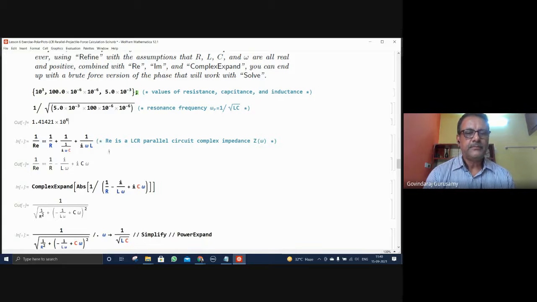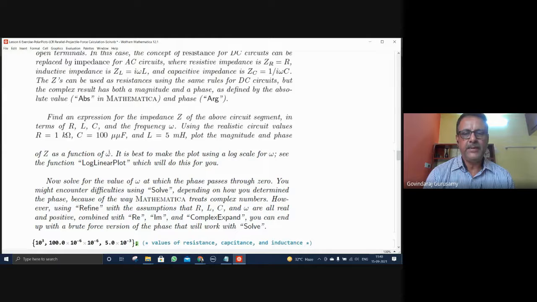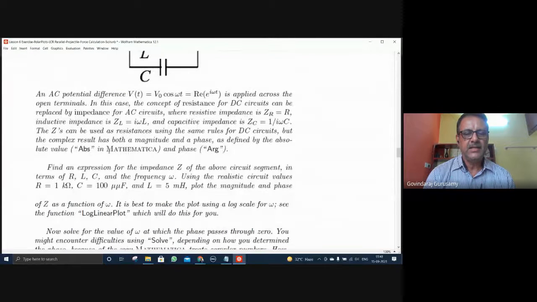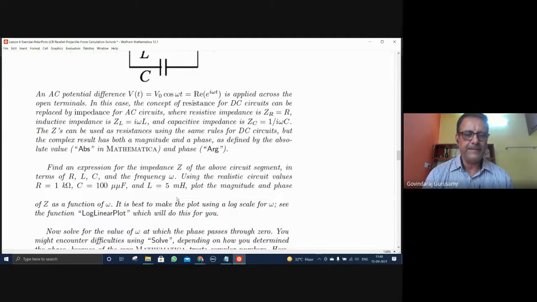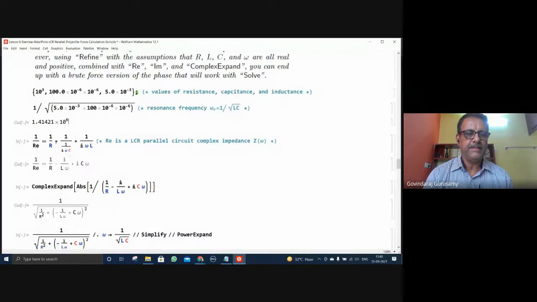Now we have to find out the impedance, like what we do in circuits, as I already mentioned: 1 by R1 plus 1 by R2, R3. This 1 by R1 is this, 1 by R2 is this, 1 by i omega L. Here it is 1 by i omega C. That has been taken here. See, 1 by R, 1 by i omega C, 1 by i omega L.